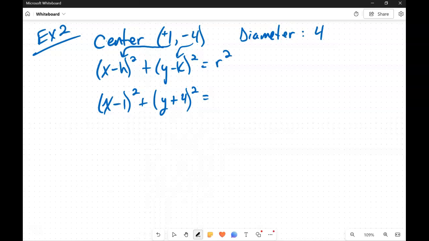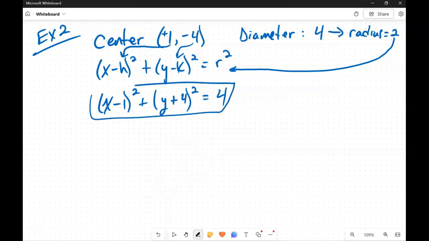The radius, well, the diameter is 4. If the diameter is 4, then that means that the radius would be 2. So then if I take that 2 and plug it in, 2 squared is 4. There's my equation of my circle.